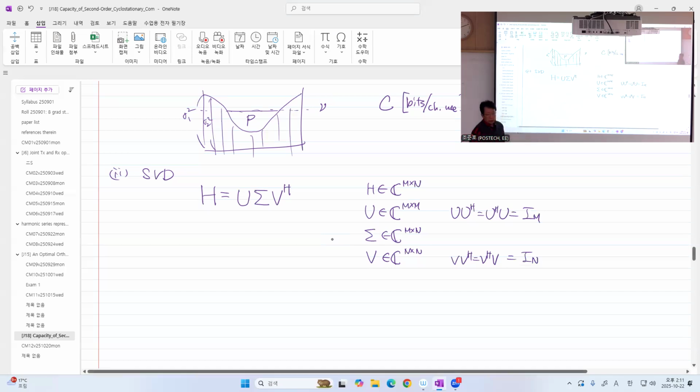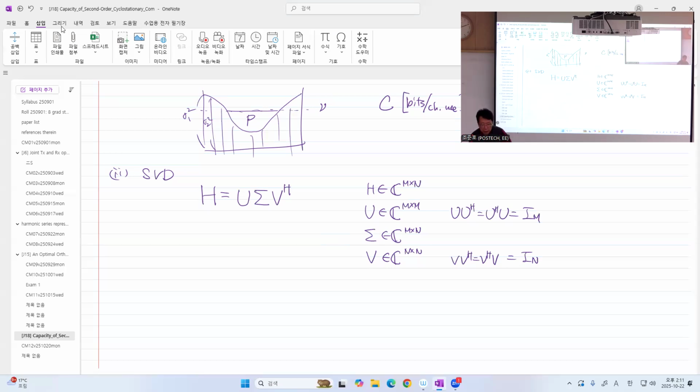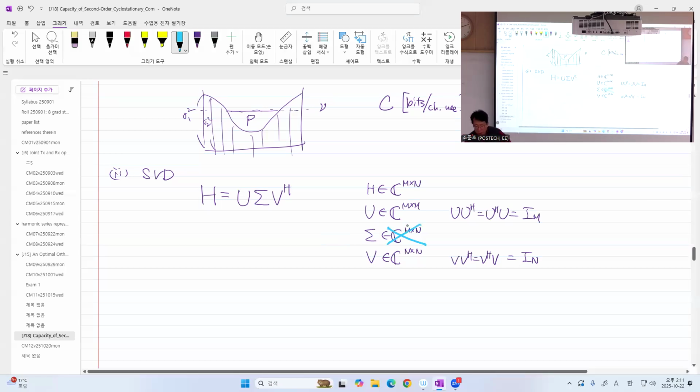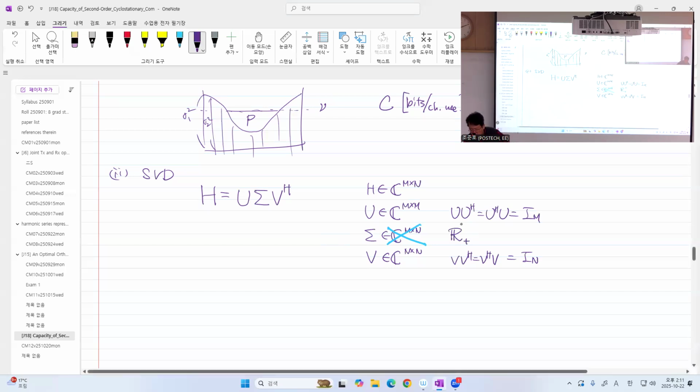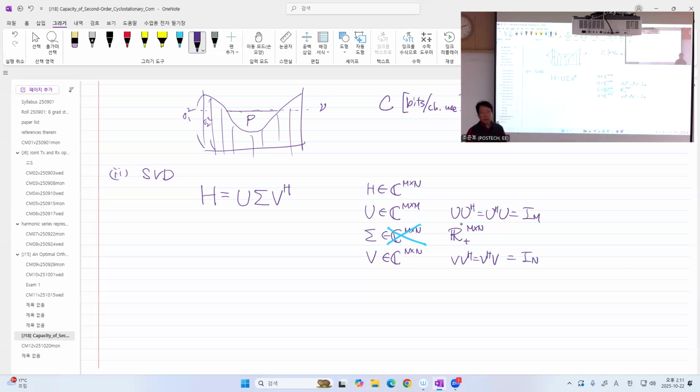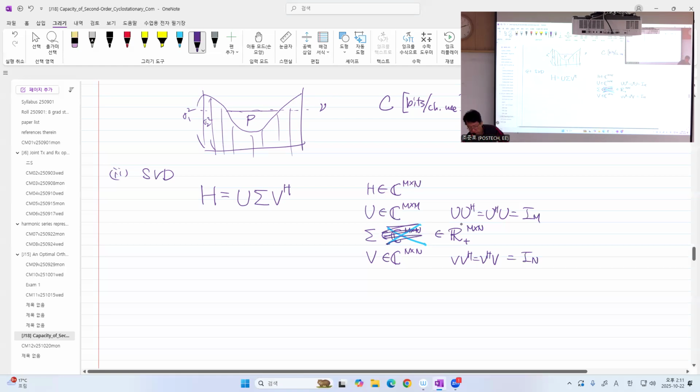And also, we enforce this sigma as what? Not general complex, but non-negative real. Got it? By the way, if I put plus in the subscript, which means non-negative real, if I put plus plus in the subscript, then it's strictly positive real. So sigma is intentionally chosen to be a non-negative real.